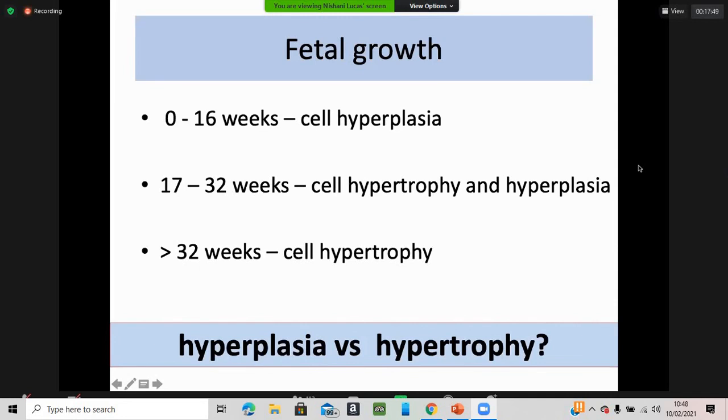Hyperplasia is increasing the cell numbers. Hypertrophy is increasing the cell size. Excellent. Okay.